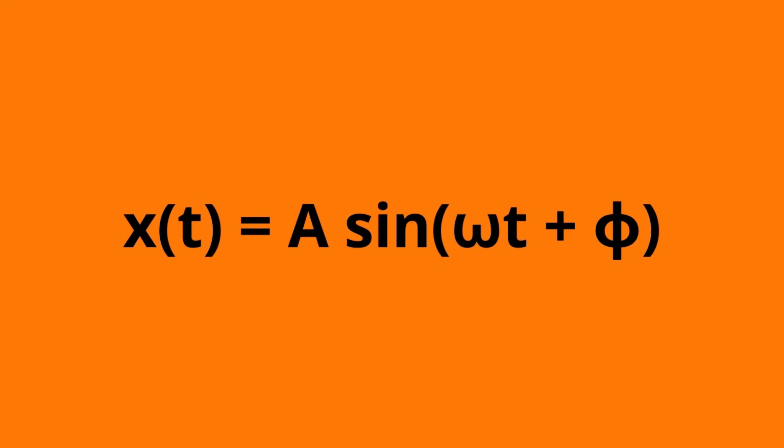One kind of periodic motion is simple harmonic motion, which happens when there's a restoring force that brings the thing to and from equilibrium. Simple harmonic motion, or SHM for short, can be modeled after a sine wave, of course, and x of t is equal to A sine of omega times t plus phi.